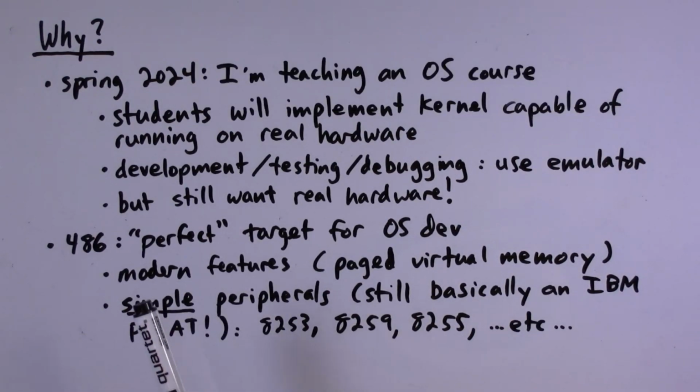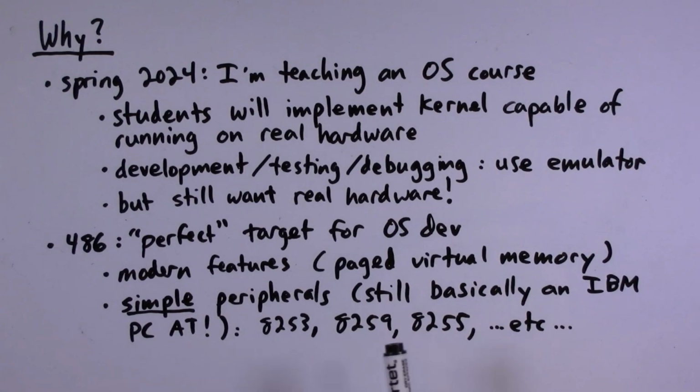So even though the 386 and 486 are modern CPUs in terms of having a proper paged memory management unit, nonetheless, they still basically are an IBM PC AT in terms of the peripheral hardware that we have. So we have an 8253 as the interval timer, an 8259, actually two of them, as the interrupt controller. We have an 8255 to control the parallel port.